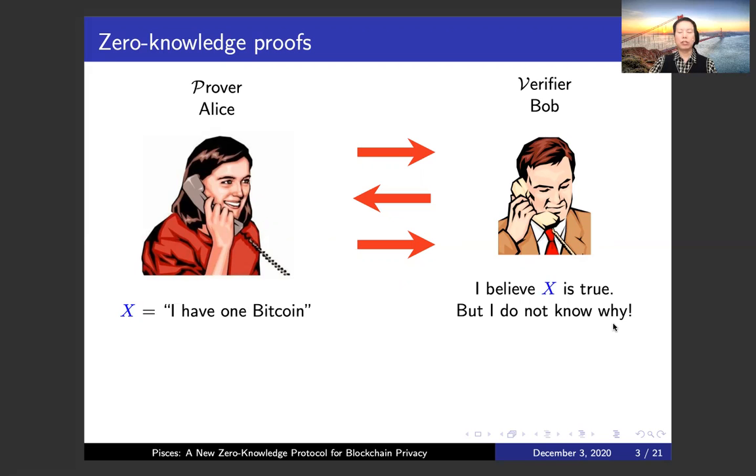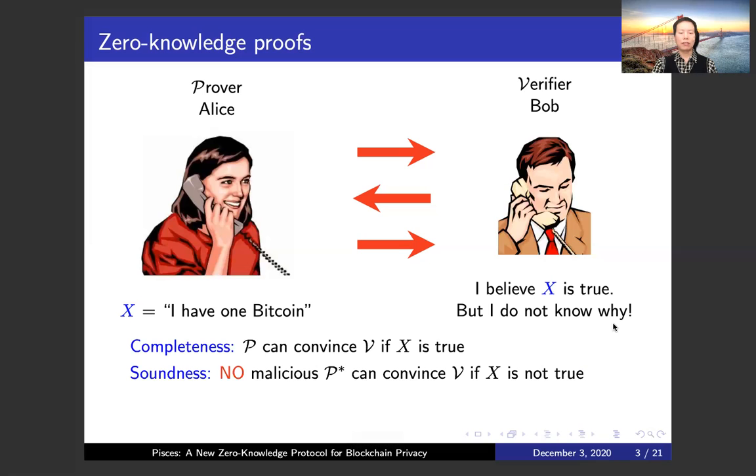In general, zero-knowledge proof needs to satisfy several properties. One is completeness. Completeness means if the prover indeed knows some secret information, she can construct a proof and convince the verifier the statement is true with a very, very high success probability.